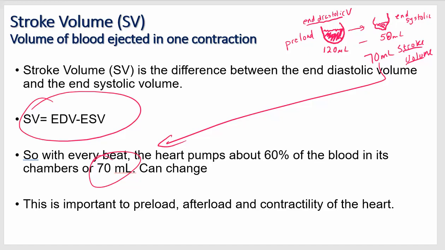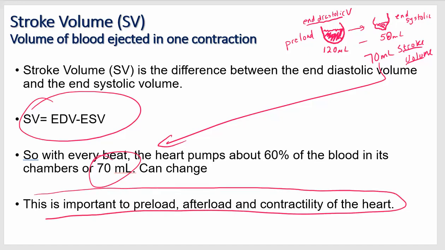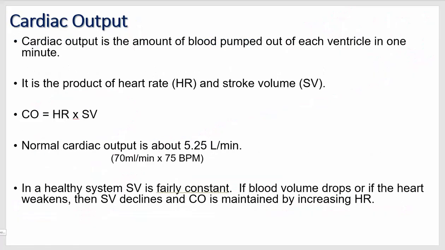And this is important to preload, afterload, and contractility of the heart. So we're going to learn about those in a couple of slides. Preload, afterload, and we've already kind of talked about contractility. So you need to know your stroke volume. Stroke volume is just the volume of blood ejected in one contraction. It's a very simple concept, but if you're not familiar with the terms end systolic and diastolic, then you have to practice those and let them into your brain as normal words to use.